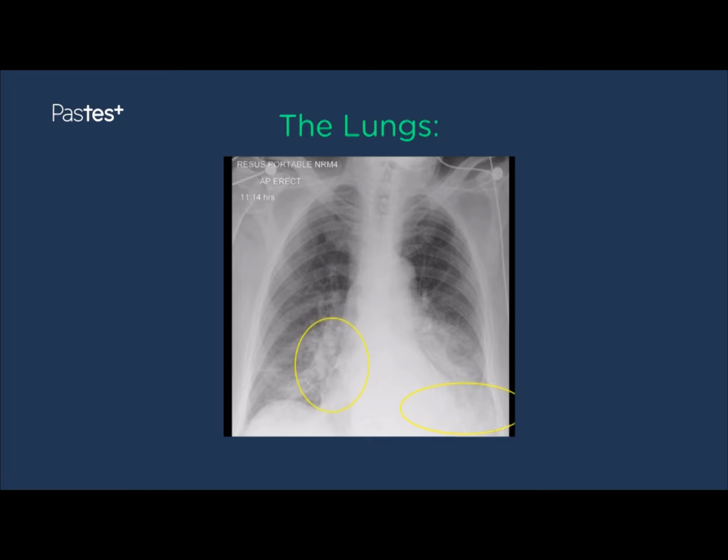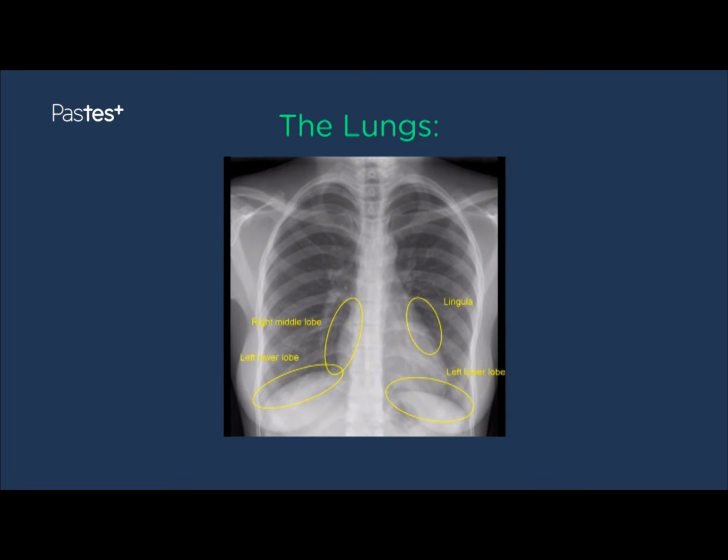On this chest X-ray, we've also lost the right heart border, so there's right middle lobe pathology as well, and this is a good example of dual pathology. If we lose the left heart border, we know the pathology is in the lingula. This is less commonly seen.